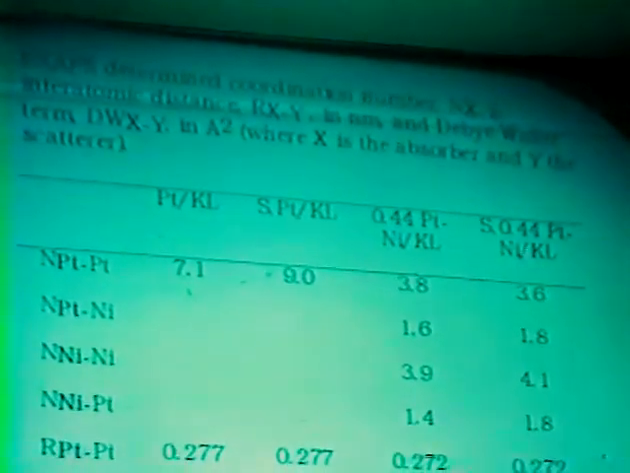Here I'm comparing two catalysts, the platinum L zeolite to the platinum in L zeolite after it has been exposed to sulfur, and the same situation for one of the platinum-nickel catalysts before sulfur poisoning and after sulfur poisoning.